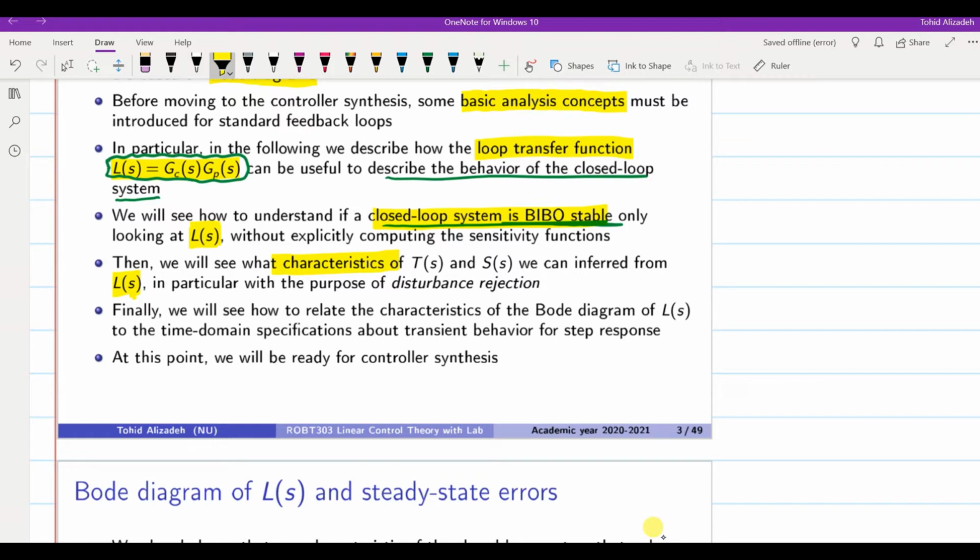And we will see how we can deal with the disturbance rejection for the closed loop system using L(s). We will also see how to relate the characteristics of the Bode diagram of L(s) to the time domain specifications, such as the rise time, settling time, overshoot, and so on and so forth of the step response for the system. At this point, we will be done with the analysis of the system using the frequency method, and then we'll be ready to start synthesizing the controllers.